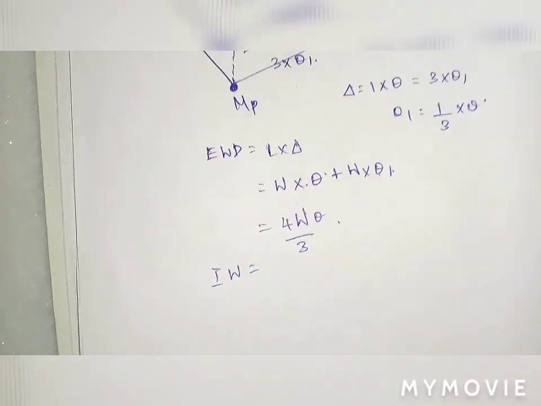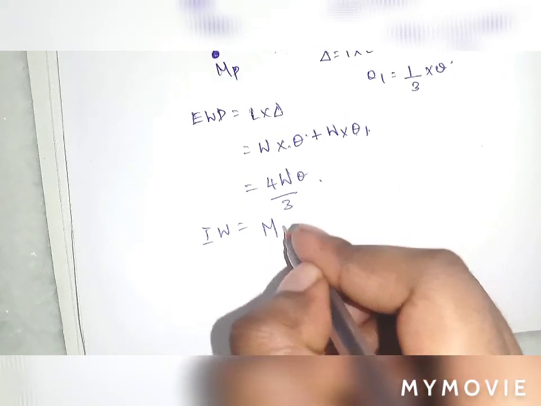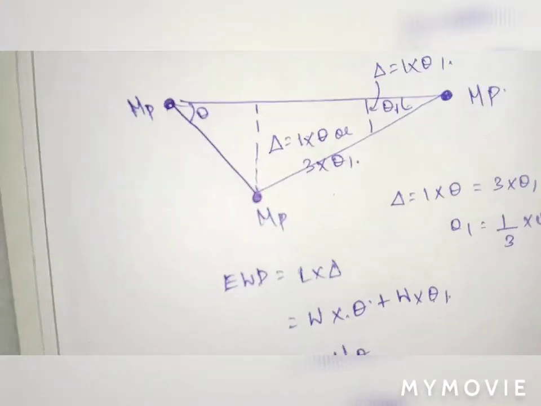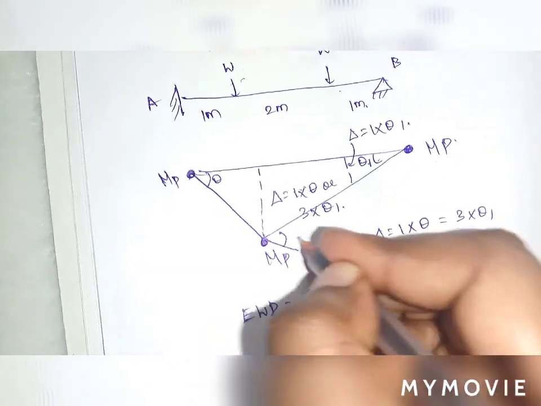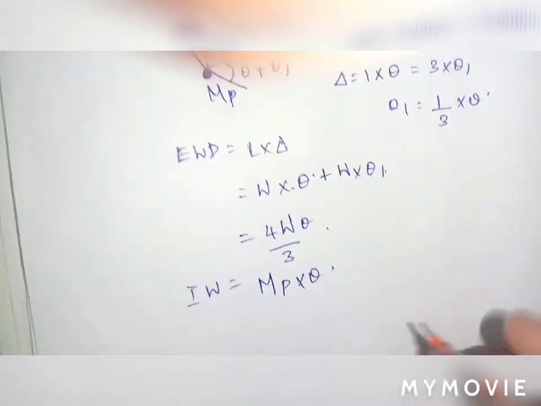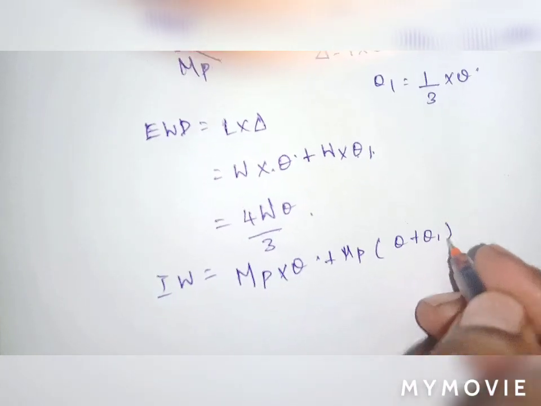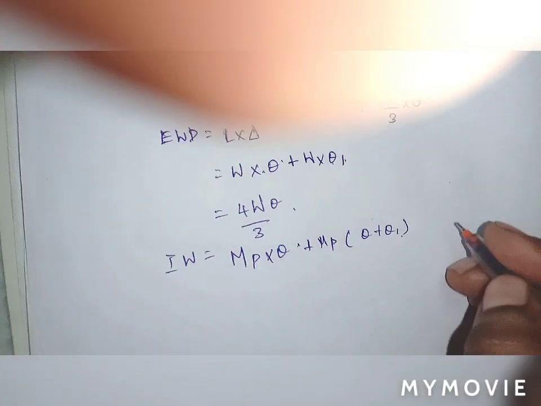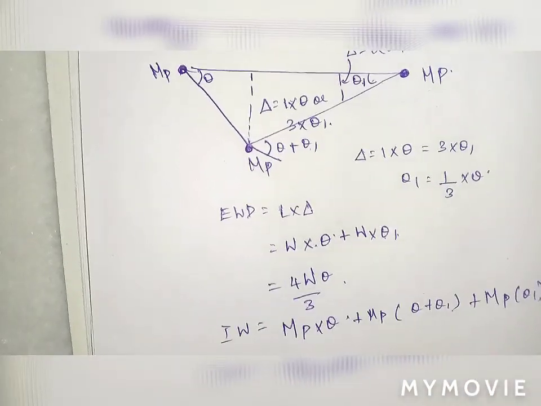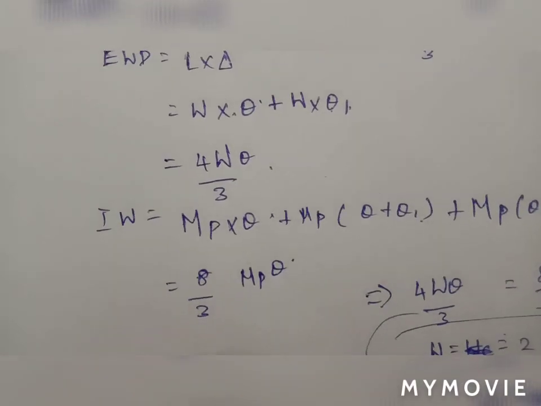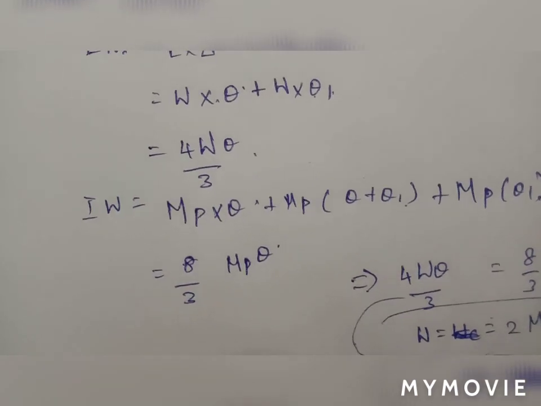Internal work done is equal to the sum of mp into theta, which is equal to the first plastic hinge mp into theta, and at the second point mp into theta plus theta 1, plus mp into theta plus theta 1, and at the third point mp into theta 1 plus mp into theta 1. If we substitute the value of theta 1, the value of internal work done will be 8 by 3 into mp into theta. Okay, so next we have to equate external work done is equal to internal work done.